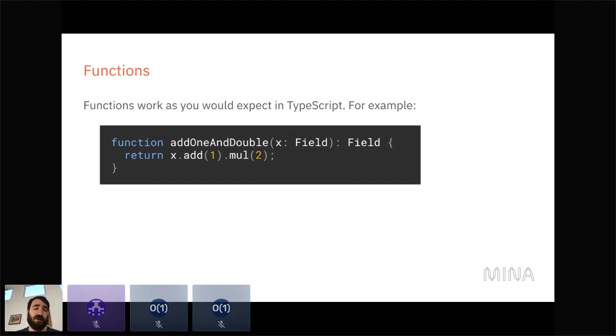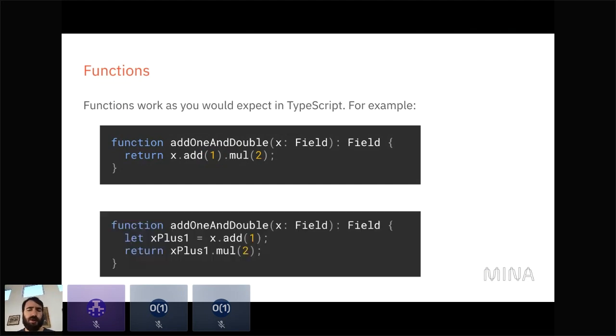Just to call out, this is just TypeScript stuff, but functions work as you'd expect in TypeScript. For example, here's a function that takes a field element, adds one to it and doubles it. Pretty straightforward, just do x.add1.mul2. And just like in TypeScript, you can define variables. So here we define x plus 1, just x.add1, and then we return x plus 1.mul2. That would be another way of defining the same function.